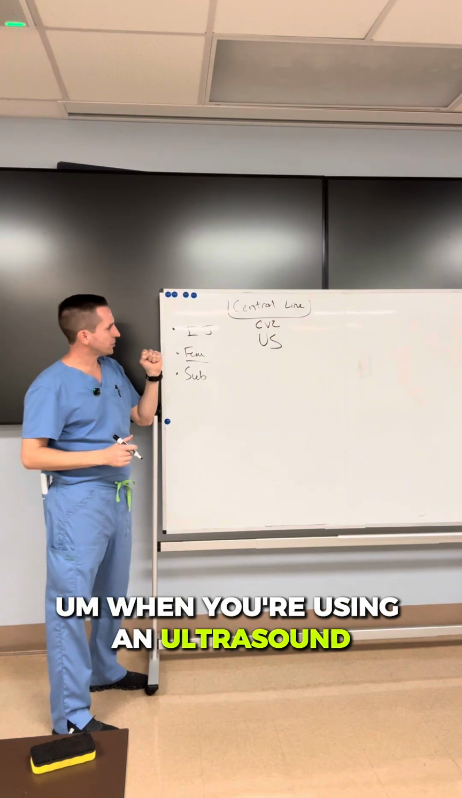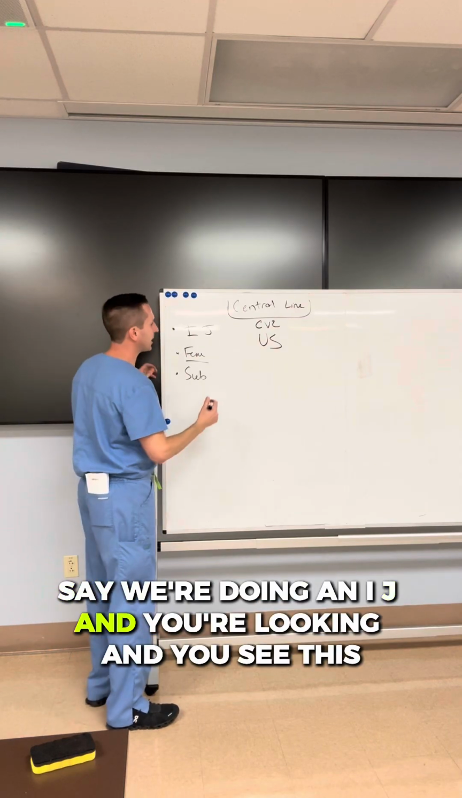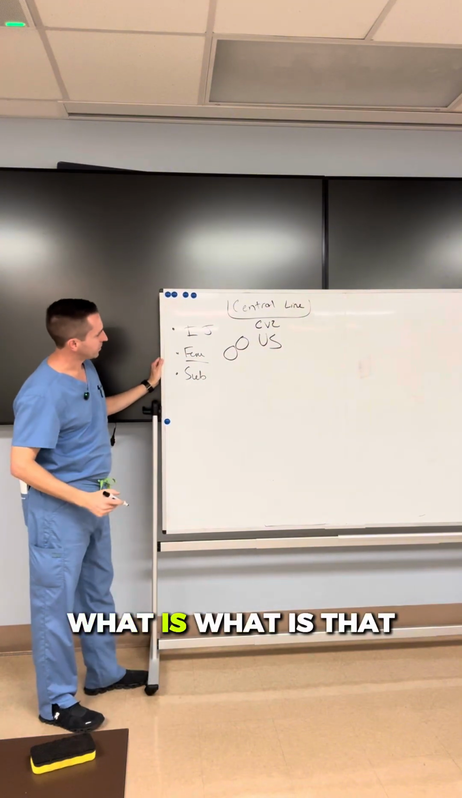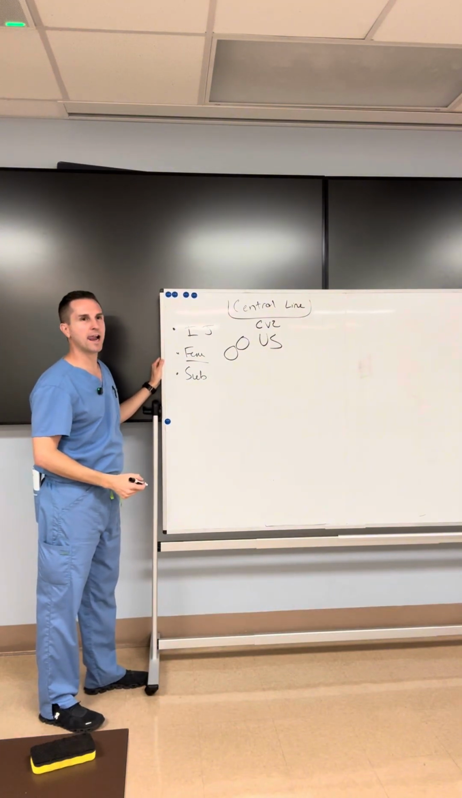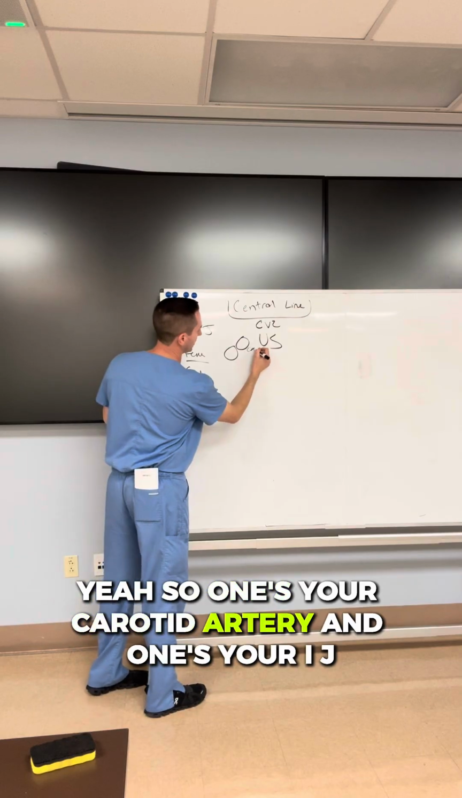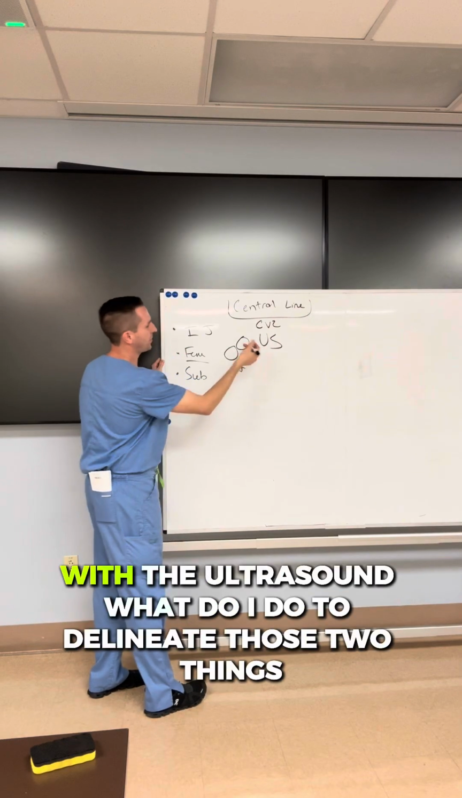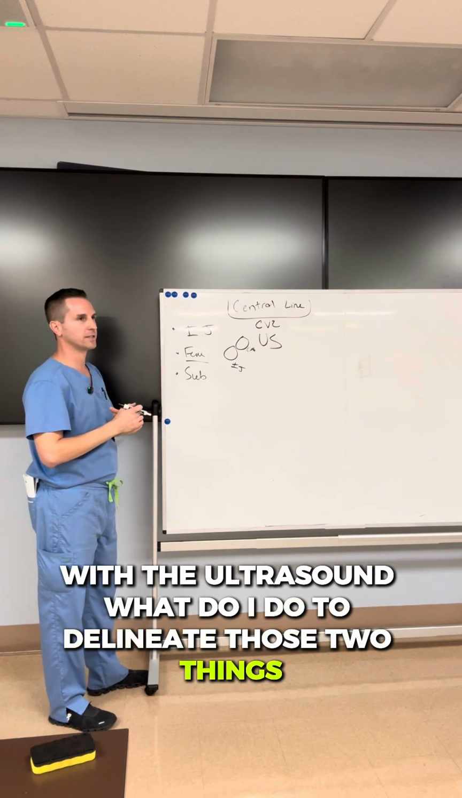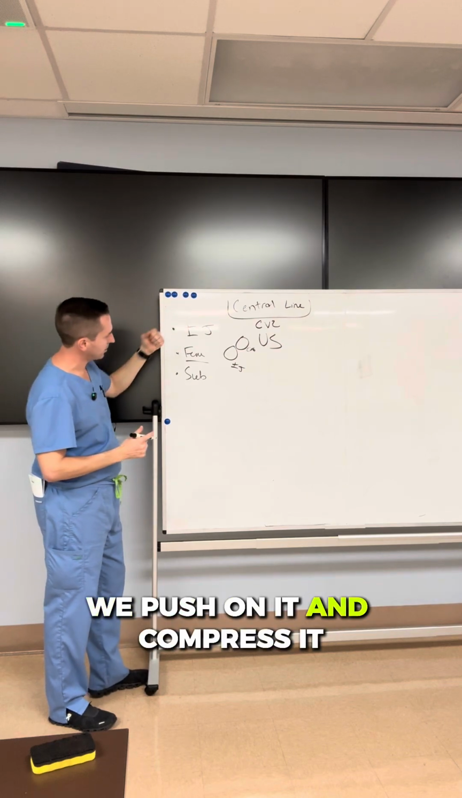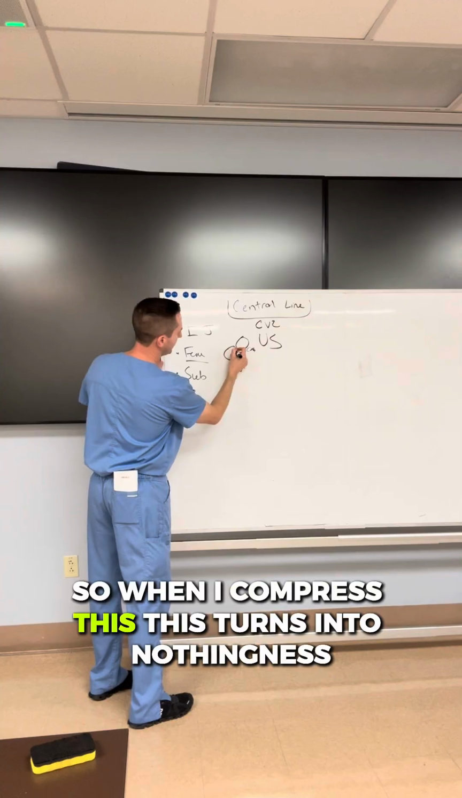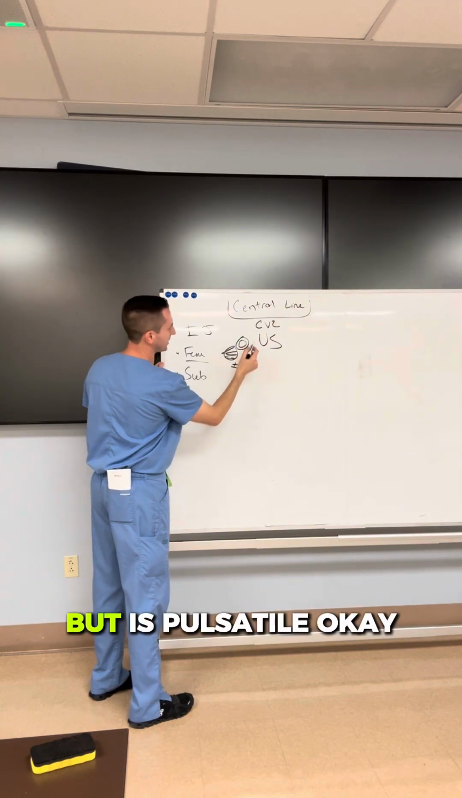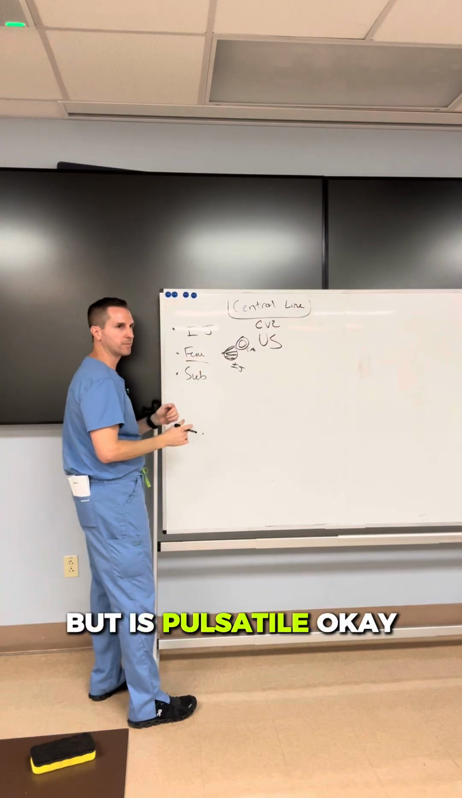When you're using an ultrasound, say we're doing an IJ, and you're looking and you see this. What is that? One's a vein, one's an artery. Yeah, so one's your carotid artery and one's your IJ. With the ultrasound, what do I do to delineate those two things? Compress down. Yeah, we push on it and compress it. So when I compress this, the vein turns into nothingness, and then this gets smushed but is pulsatile, okay?